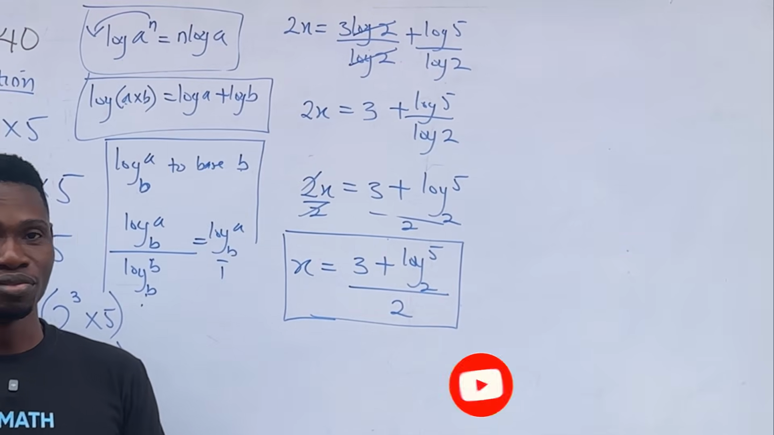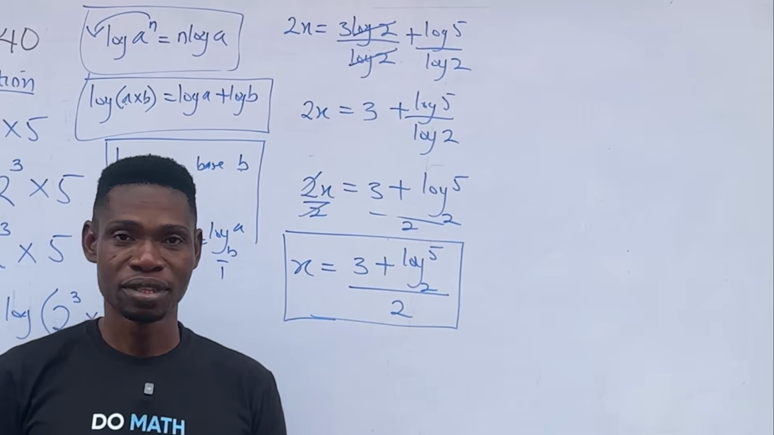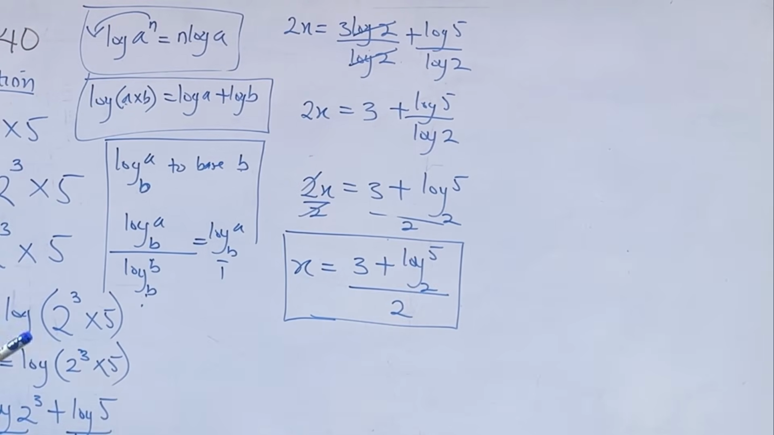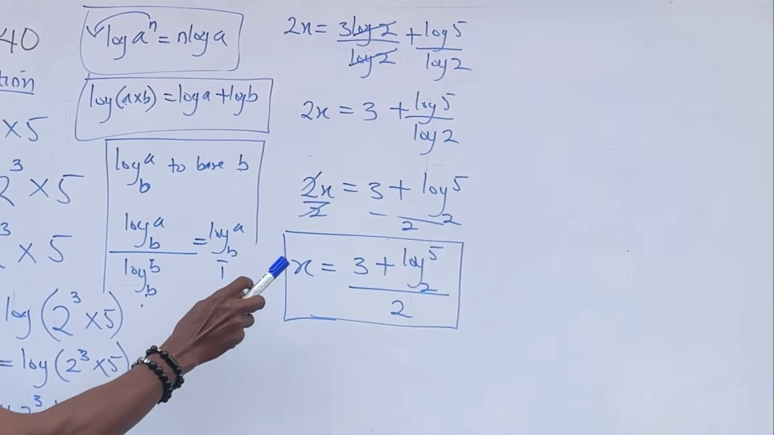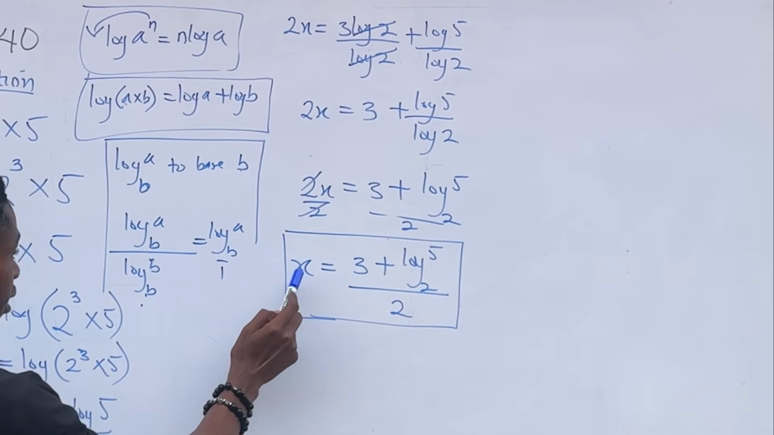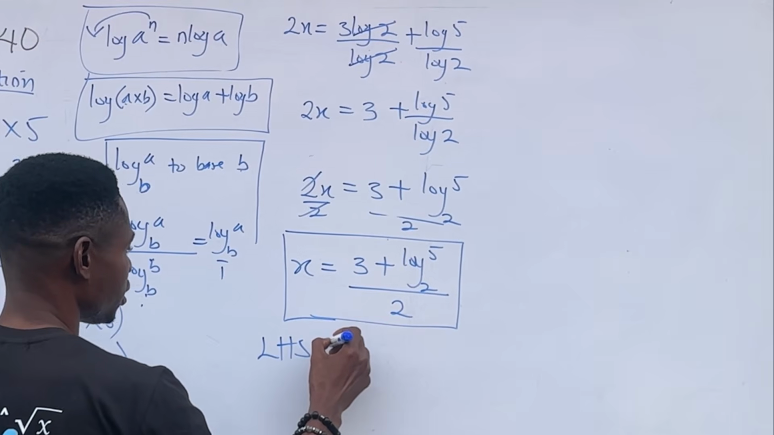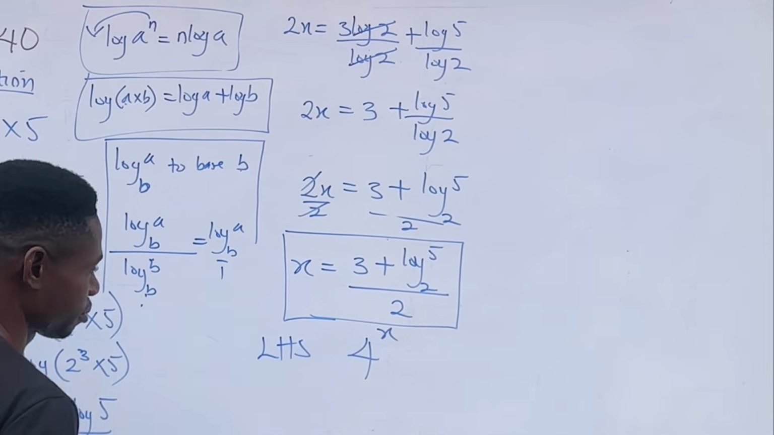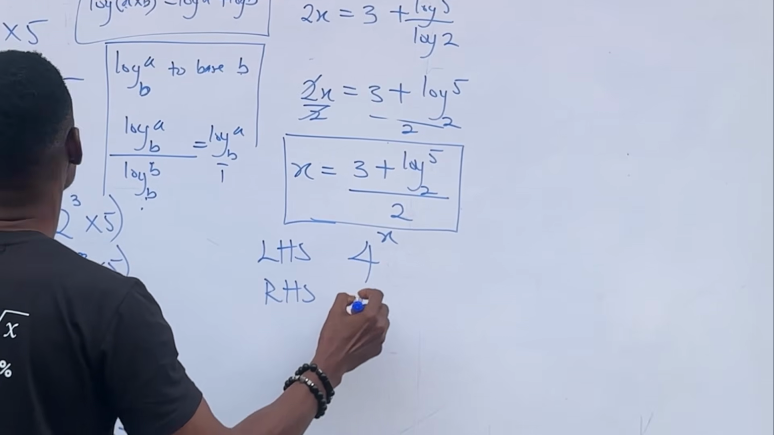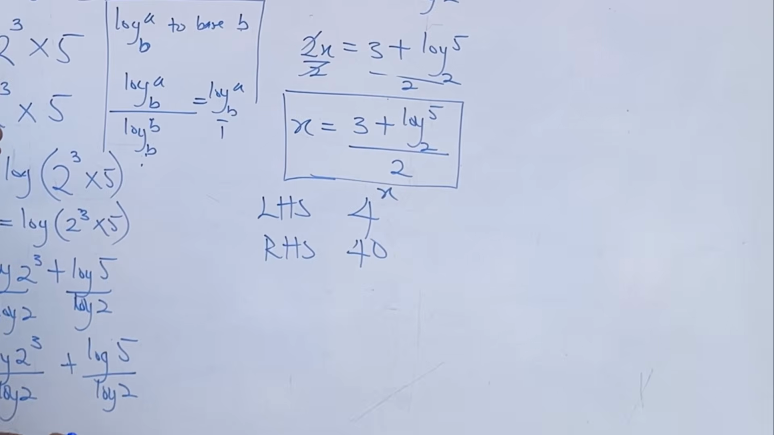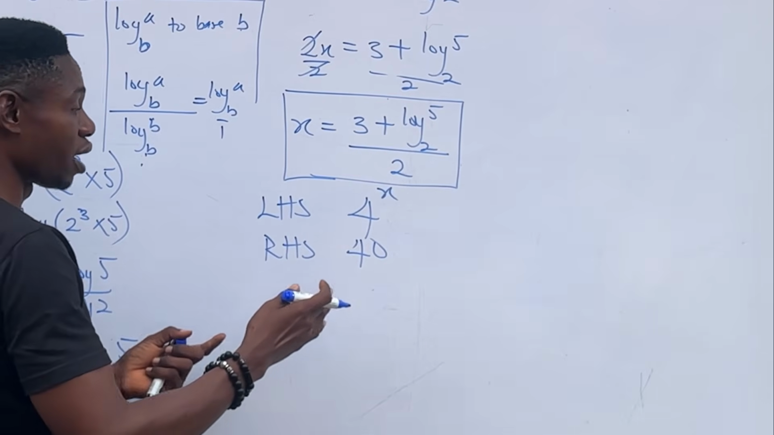Now let's even prove that this x is correct. So how do we do that? We'll pick one side. Let's pick the left hand side that has the x. We substitute the value of x for x in the left hand side. Our left hand side says 4 raised to the power x, and our right hand side says 40. Let's place our value of x in the left hand side and see if it will give us 40, which is what we have on our right hand side.